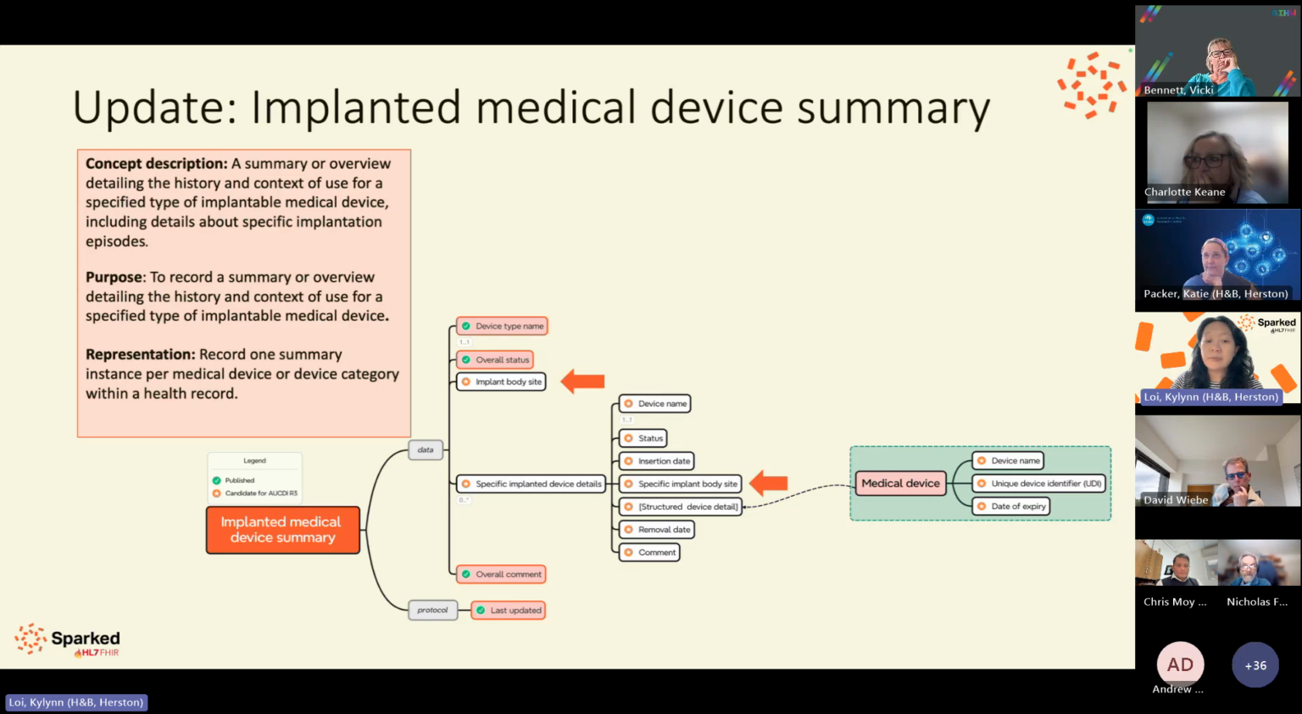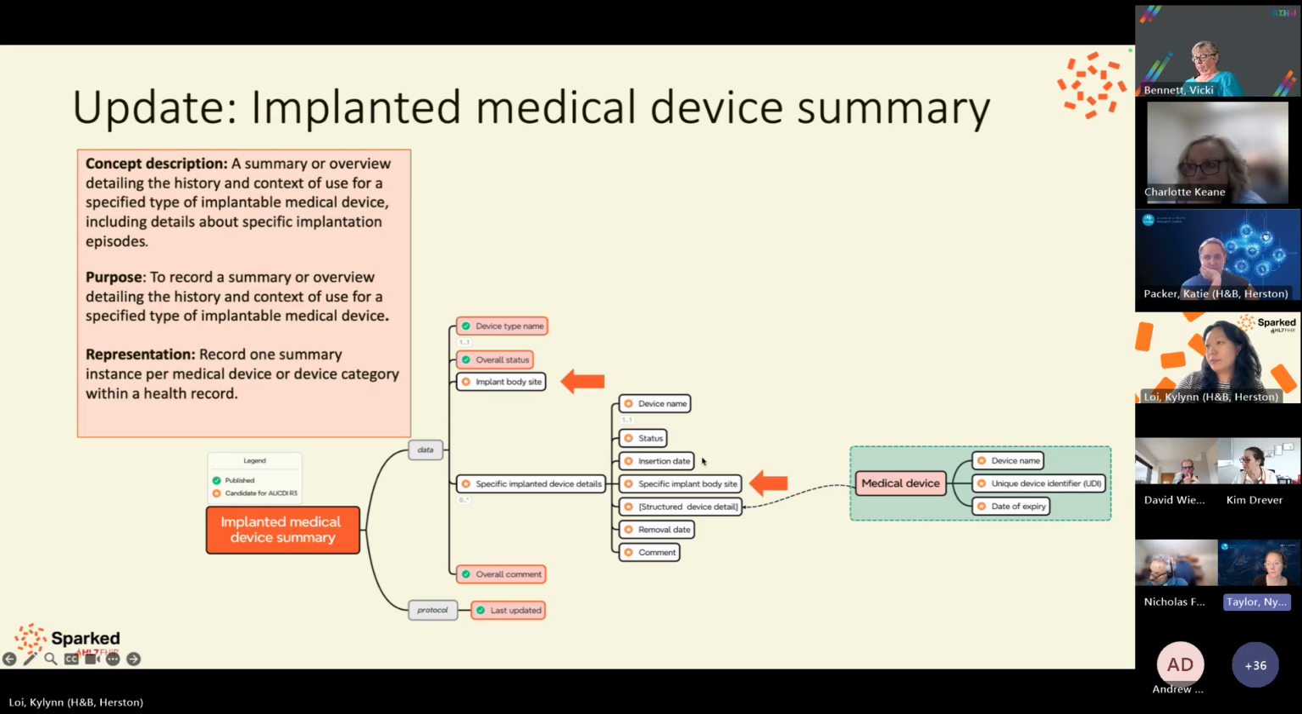We did receive a little bit of feedback. As I said, we emailed out requesting feedback, and we did get some. So Nai, did you want to take from here? Yeah, thanks, Kylin. Can everybody hear me okay? Yep. Okay, great. On the slide, you can see there are two little arrows. There's the implant body site at the root level, the parent level of the data group, and there's also the specific implant body site in the specific implanted device details.